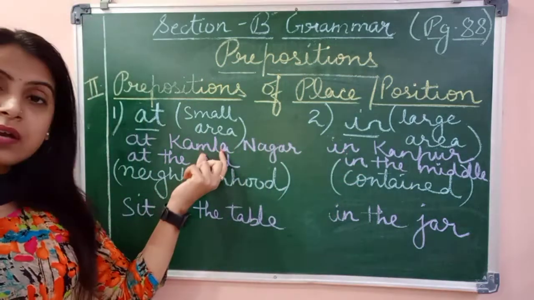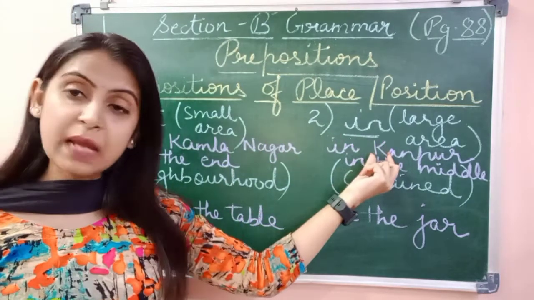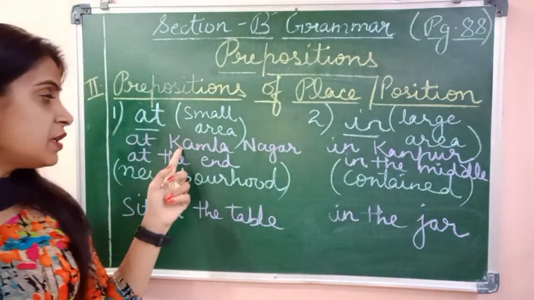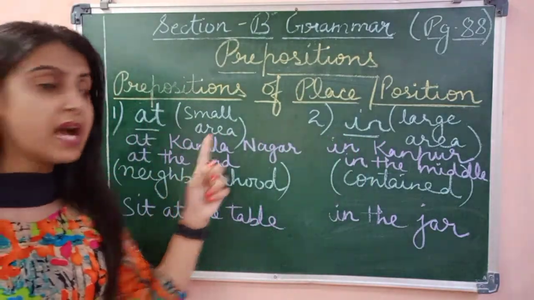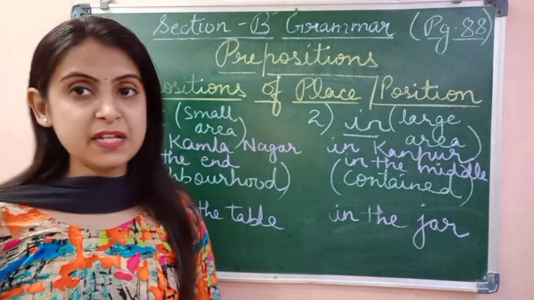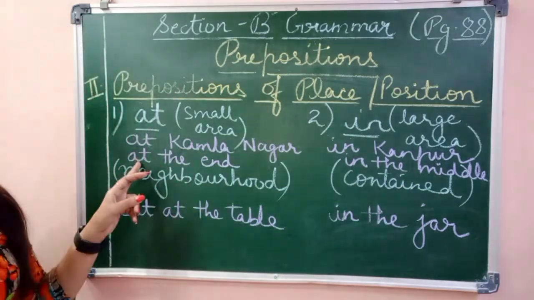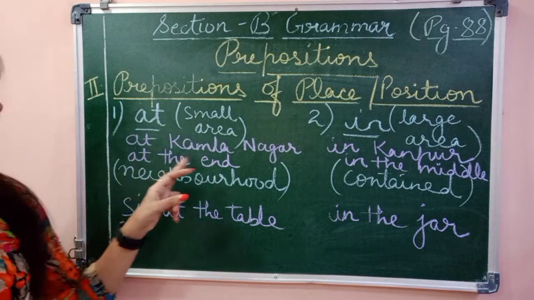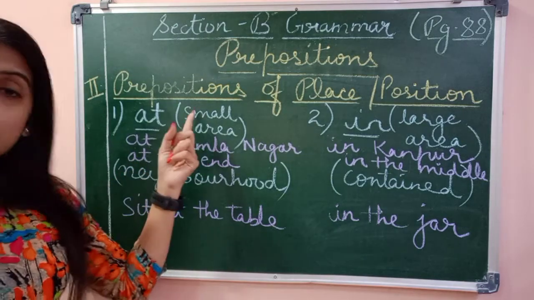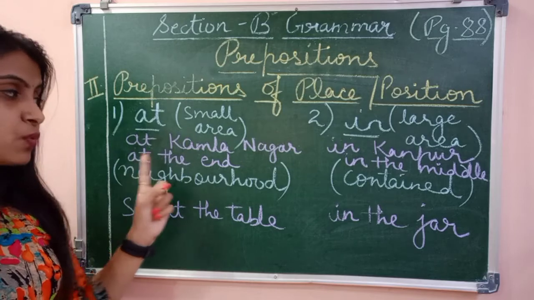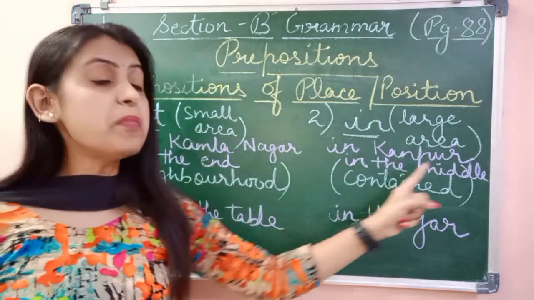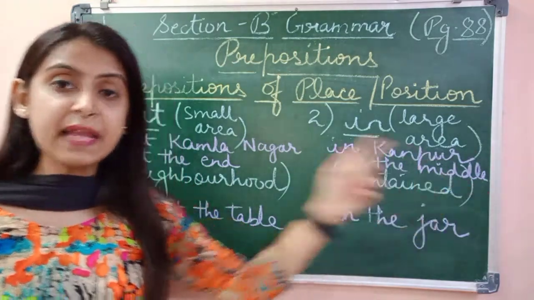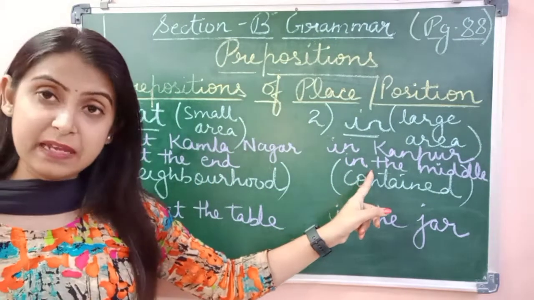So Kamla Nagar is a small area and Kanpur is a large area. So we will use at with the small area and in with the large area. Fine. Same way you see at the end. Now end is small. So we have used at with the end. In the middle. Middle is longer than end. So we will use in.